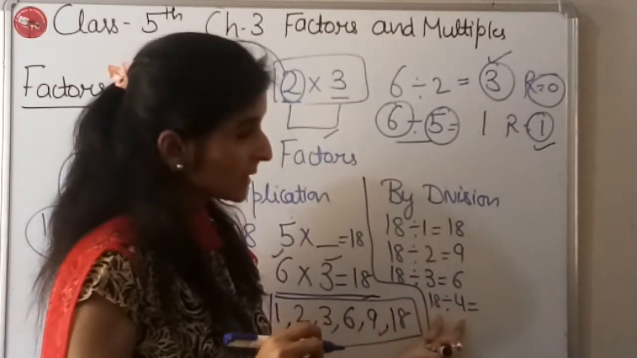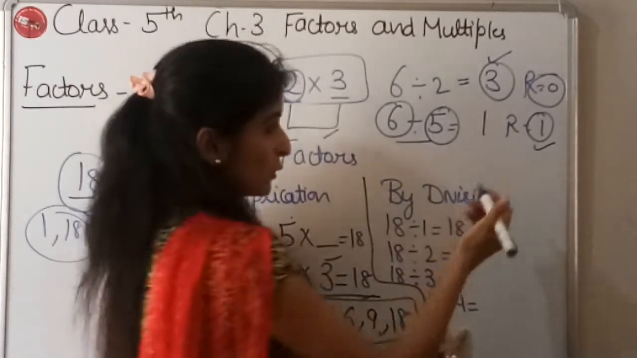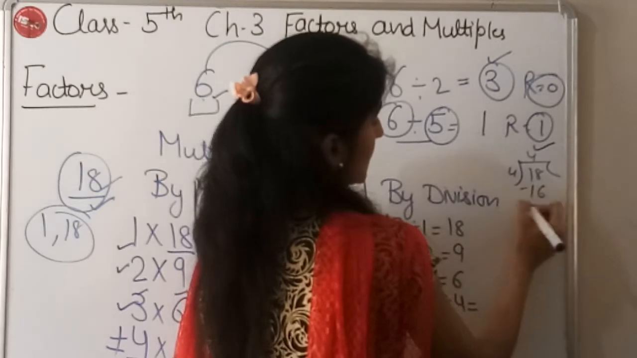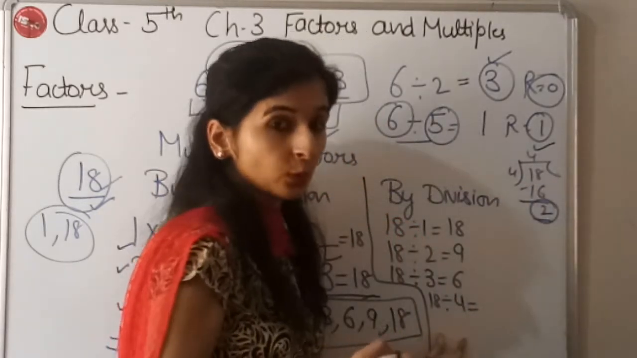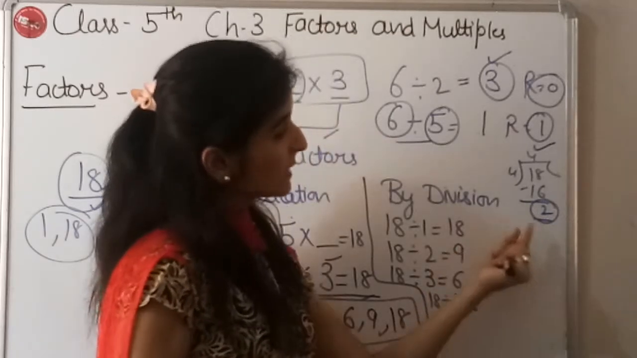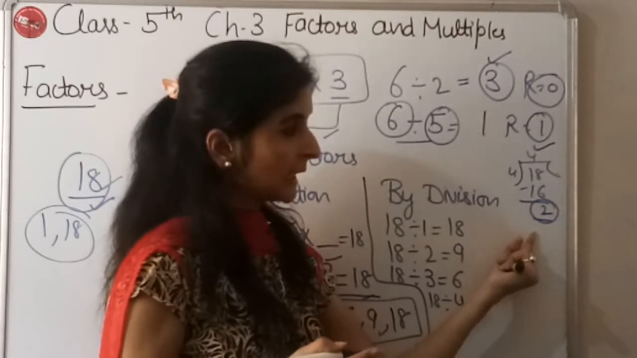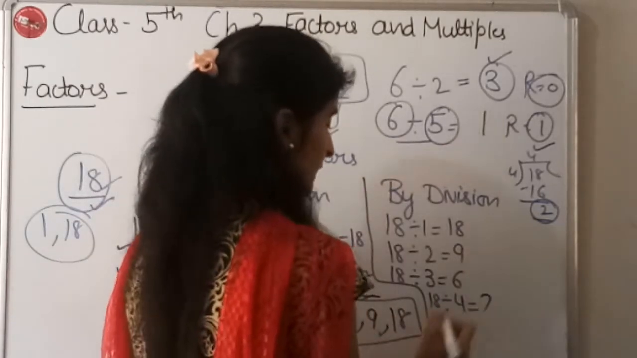So if I divide this by 4, we are left with some other remainder. What will that remainder be? 4 4s are 16, 18 minus 16 is 2. So here we have got the remainder 2. But we must be left with the remainder 0, then only it will be a factor of 18. Here we are left with 2, so 4 is not a factor of 18.